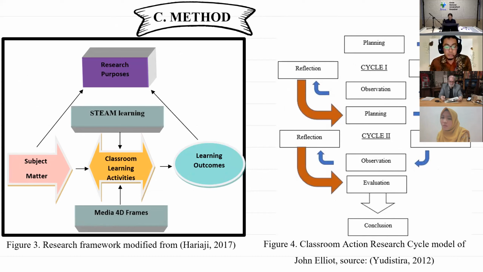Based on the title and the background of the author, it can be concluded that there is a link between the Perla Bridge problem and 4D frame assisted STEAM learning, using the classroom action research model developed by John Elliott. Just like figure 4, the classroom action research cycle model of John Elliott, from Yudhishthira 2012. For more detail, the research framework the author carries out is modified from the research framework of Haryaji 2017, as in figure 3 and figure 4.